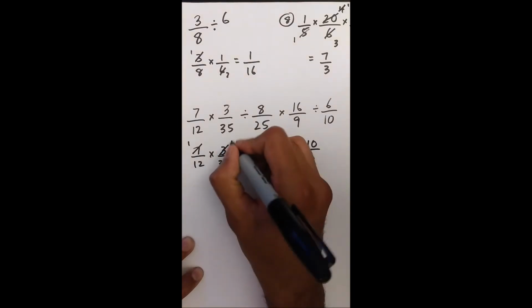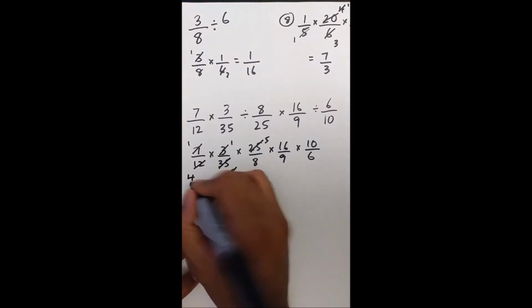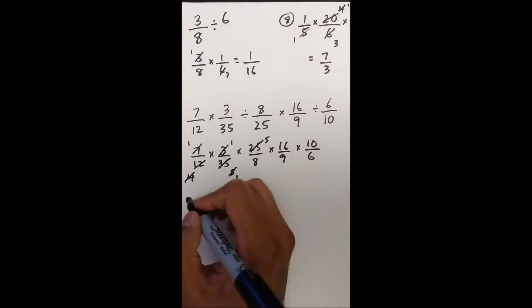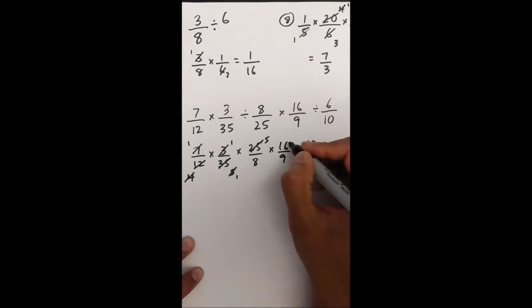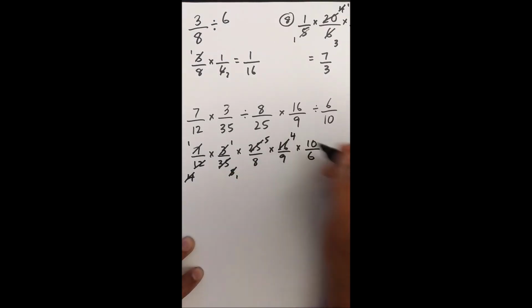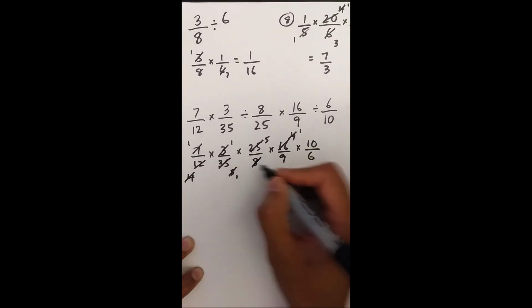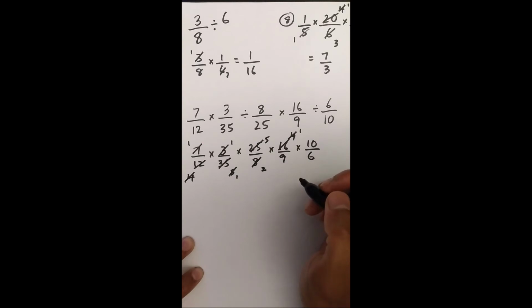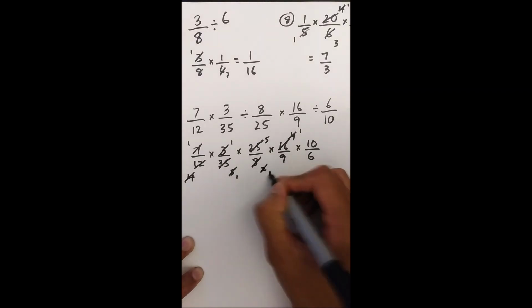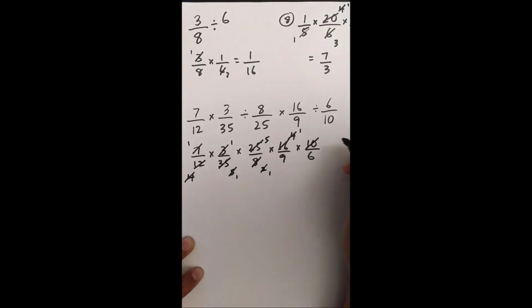And cancel that 1, make that 12/4. And cancel that 4, make it a 1. Cancel that 16 and make it a 4. Cancel that 4, it becomes a 1. This 8 becomes a 2. Cancel that 2, it becomes a 1. And that 10 becomes a 5.